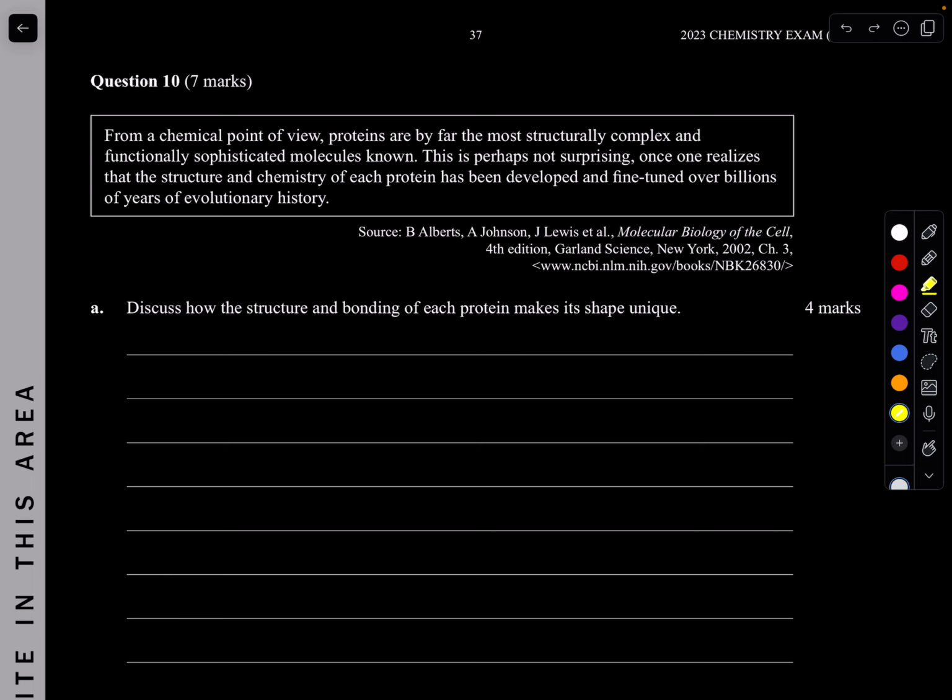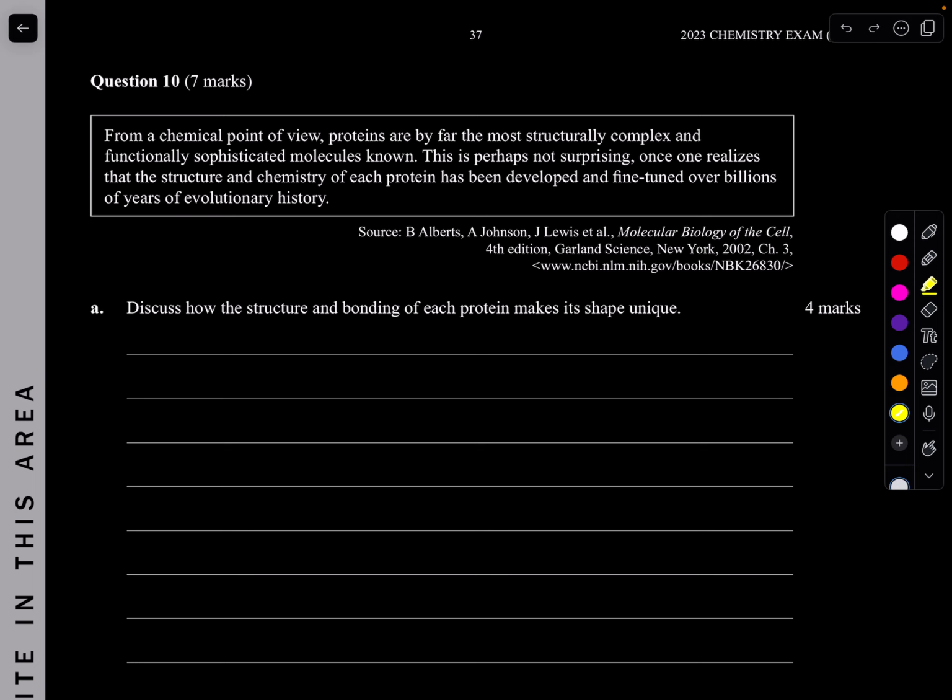Okay, so let's look at the question. Describe how the structure and the bonding of each protein makes its shape unique. So we want to talk about structure. Remember, in terms of proteins, we have 4 structures: the primary, secondary, tertiary, and quaternary. We need to talk about the bonding that is involved within them, and why it creates its unique shape. It's 4 marks, and you can draw diagrams. Make it very nice. I think it really shows your intellect in a way.